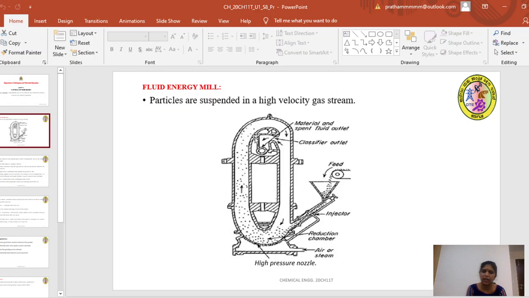At the upper loop of the container, you can see the classifier outlet, and the outlet for the collection of the product. So this is about the construction of the fluid energy mill.